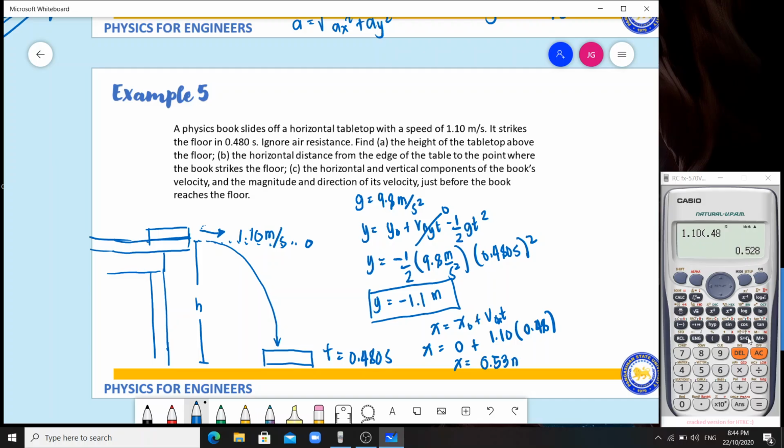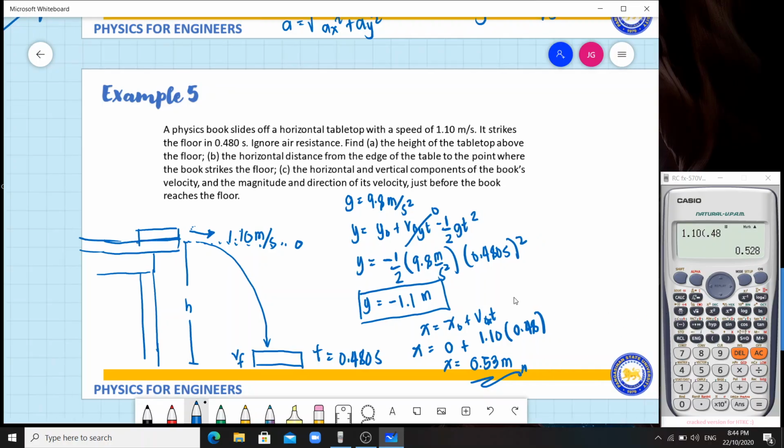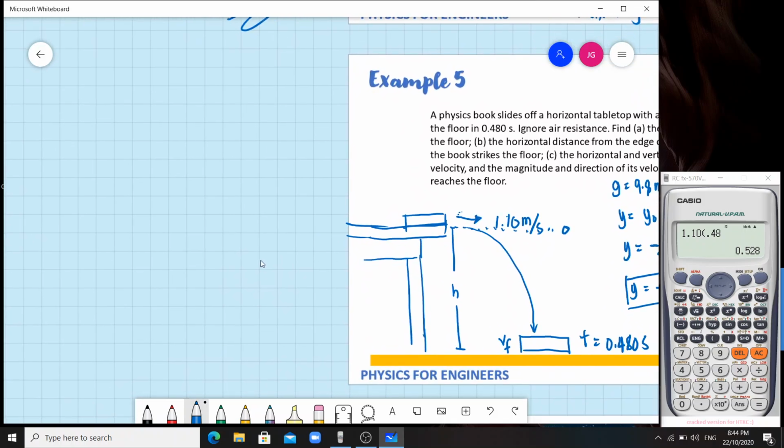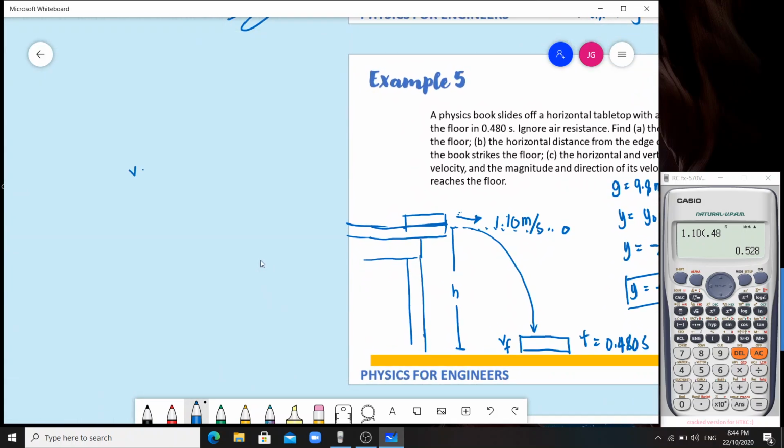0.53 meters. Okay? So, next, the horizontal and vertical components of the book's velocity, magnitude and direction of its velocity just before the book reaches the floor. So, ano daw po yung VF? Okay? VF. So, dito na lang tayo sa gilid mag-solve. Ayan. So, may formula tayo na VF is equals to VO, VFX, VOX.